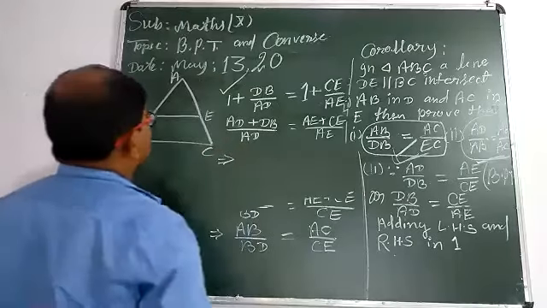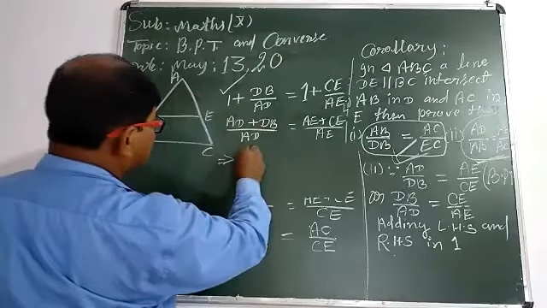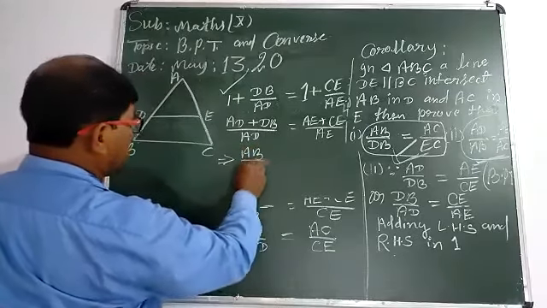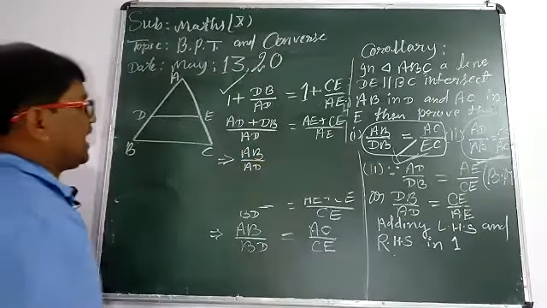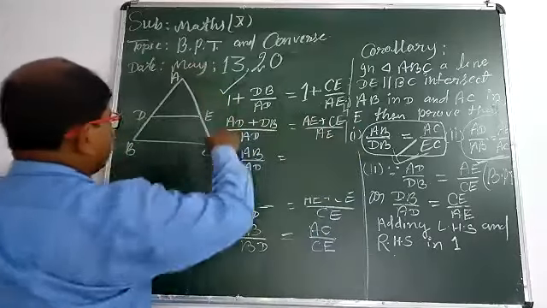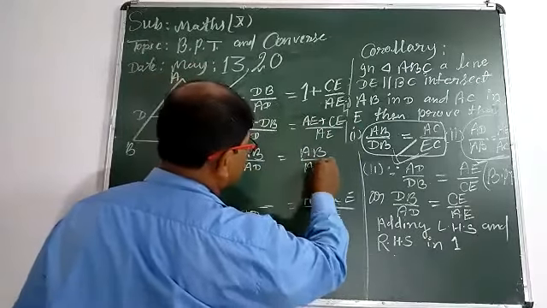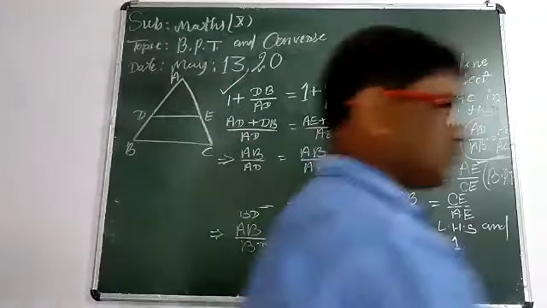Okay. Now go in the diagram. AD plus DB. AD plus DB is AB. AB upon AD equal to AE plus CE. AE plus CE, you know, is AC. AB upon AE. Okay.